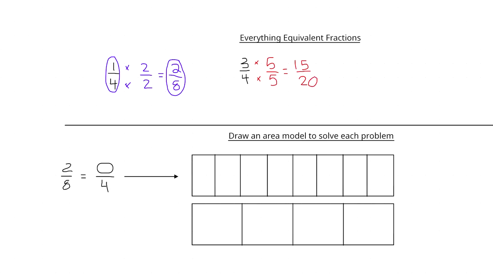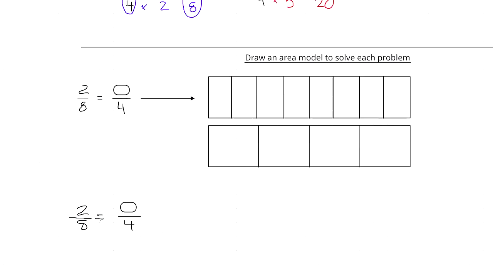Now, moving on, look at this model. And again, I'm going to go quickly, but you can slow it down, pause it, all that good stuff. Draw an area model to solve each problem. Okay, I've already drawn a rectangle that's in eighths and one that's in fourths, and that is representing these two fractions, 2/8 and something fourths. I'm trying to make them equivalent. So I'm going to shade in 2/8.